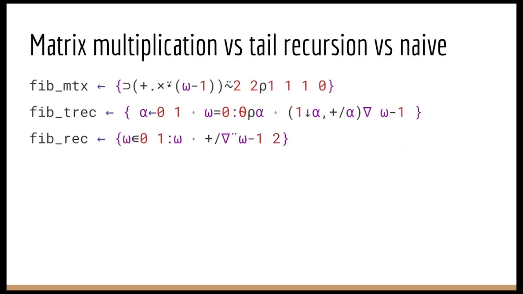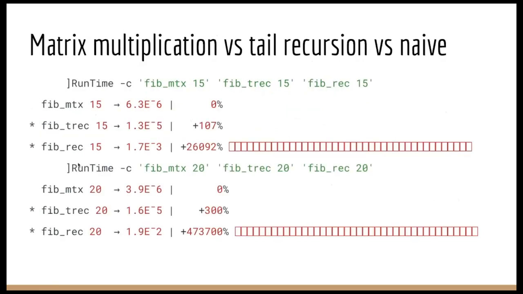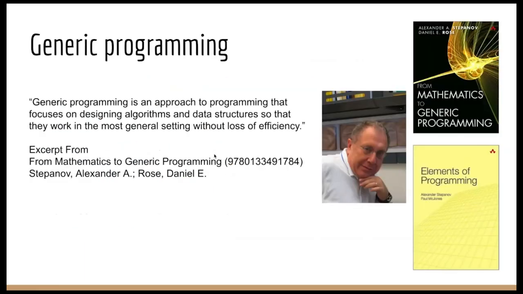And we can see that in practice it does make a difference whether we use matrix multiplication, tail recursive implementation, or recursive implementation. The numbers differ pretty significantly, so I highly recommend checking out if your operations are associative.